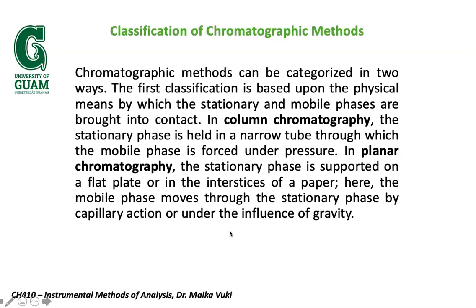The overall category of chromatography can be classified into two types. One is column chromatography, where the stationary phase is held in a narrow tube through which the mobile phase is forced under pressure. The other is planar chromatography, where the stationary phase is supported on a flat plate or the interstices of a paper. Here, the mobile phase moves through the stationary phase by capillary action.